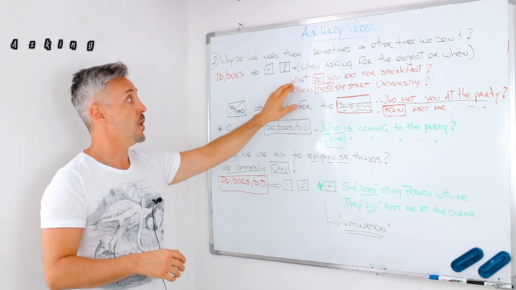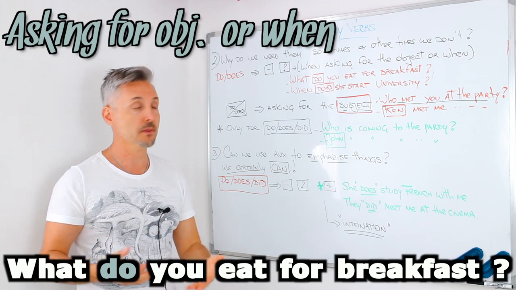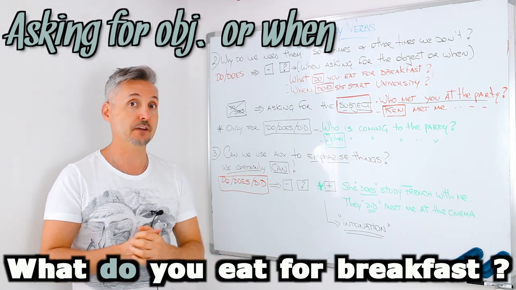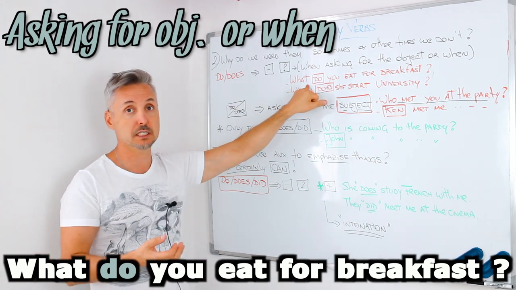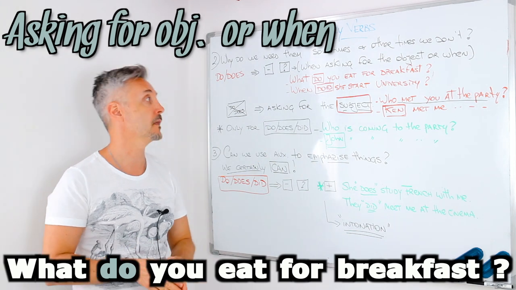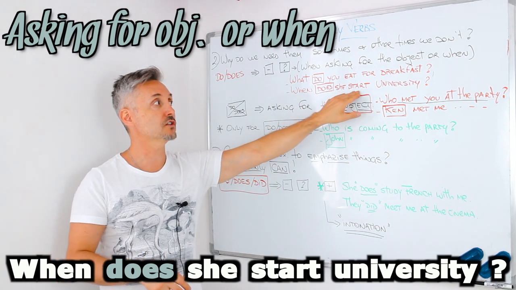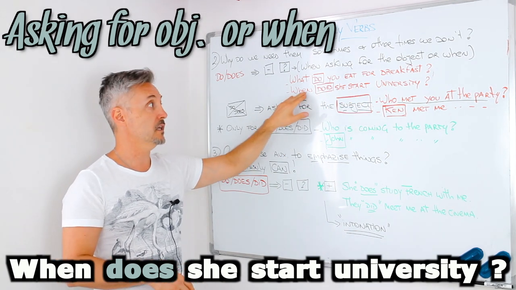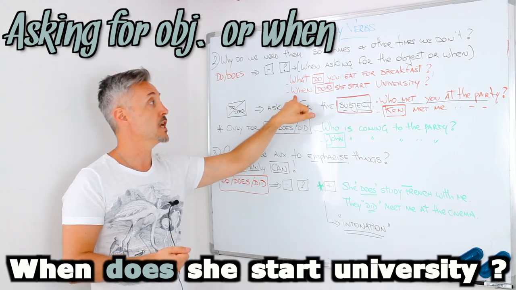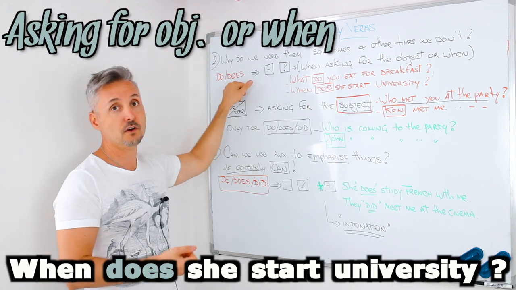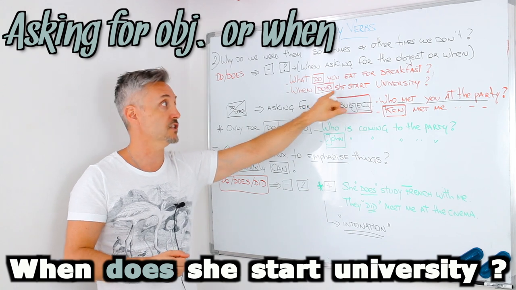For example, what do you eat for breakfast every day? So you can see the usage of the auxiliary do in this case. Do you, right? Another example. When does she start university? And here we're asking for when. So does is the auxiliary verb to do, in the third person, does she start university?